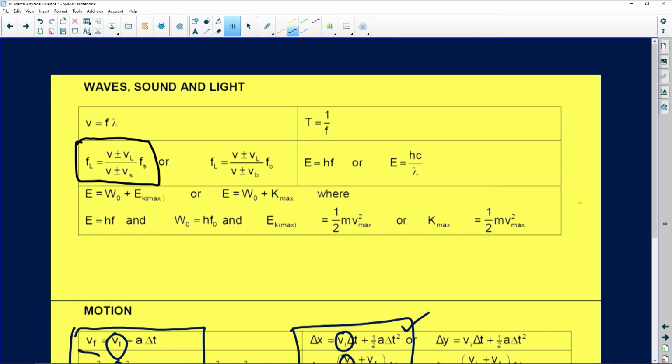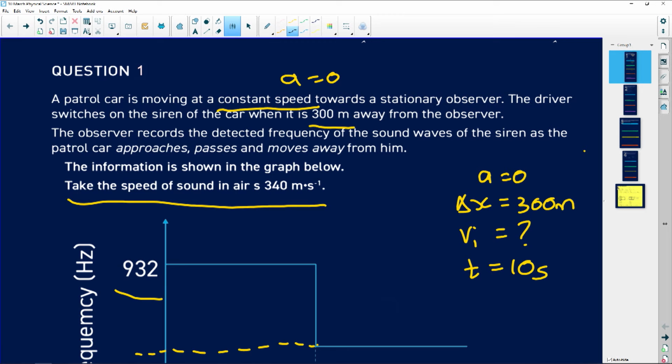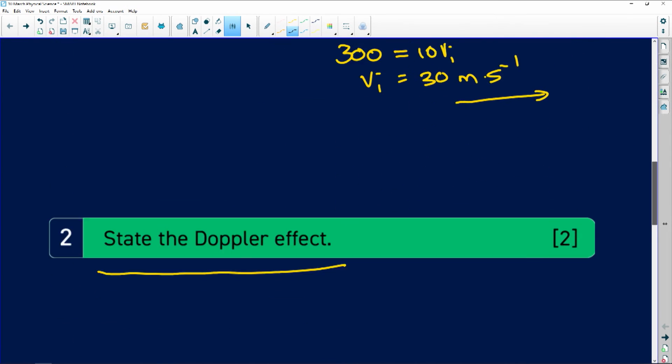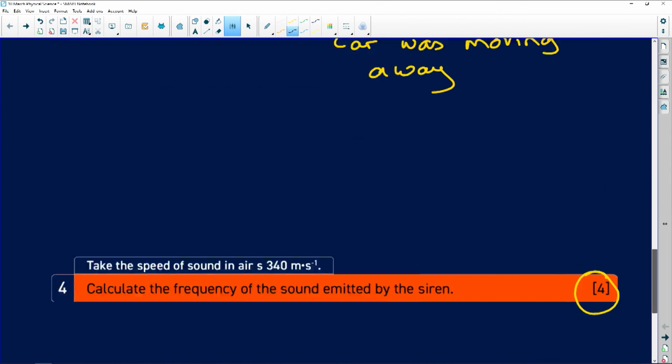So f_L is the frequency of the listener. v is just the speed of sound. v_L is the velocity of the listener, divided by v plus or minus v_S, the velocity of the source. So S stands for source, L stands for listener, multiplied by the frequency of the source. Okay, so we've got to now copy down our expression, and then we just substitute into it and we solve.